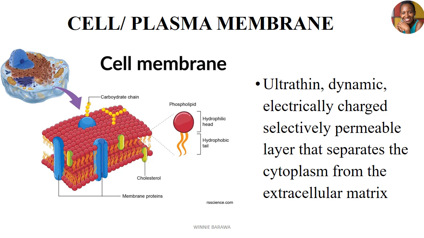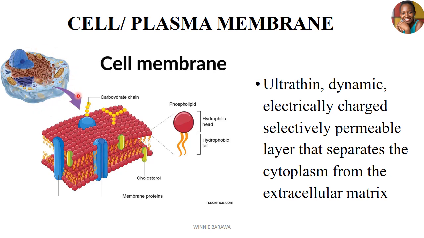So the foremost of all the organelles is the cell membrane, which is also known as the plasma membrane. The cell membrane on our cell here is actually the covering that surrounds the cytoplasm.